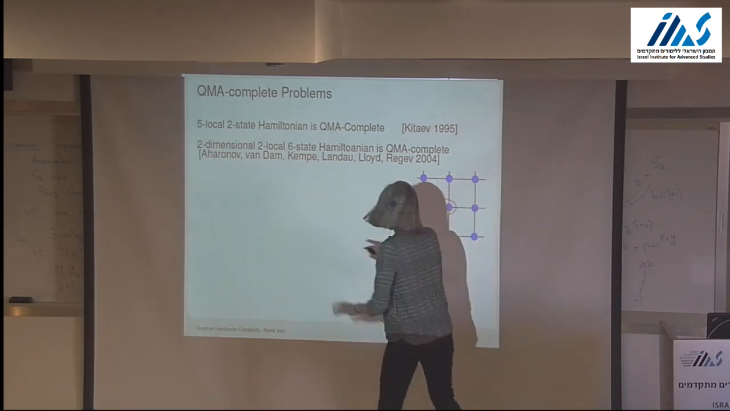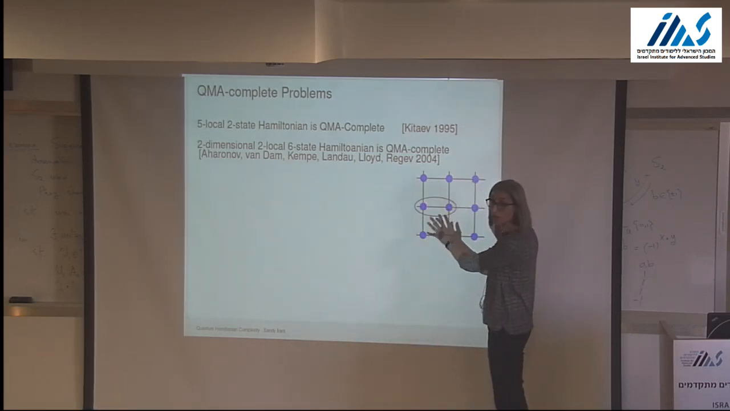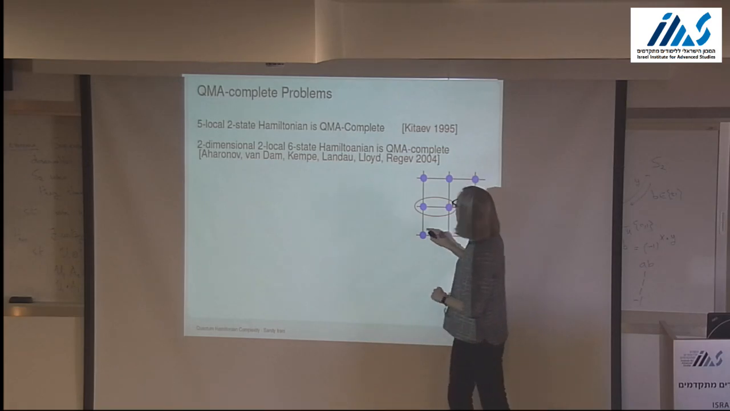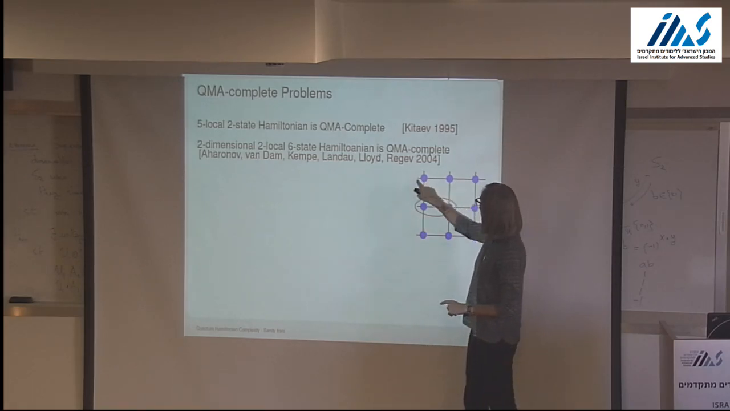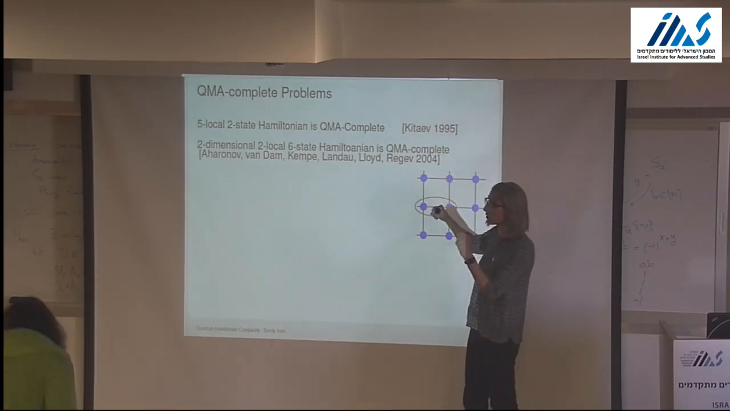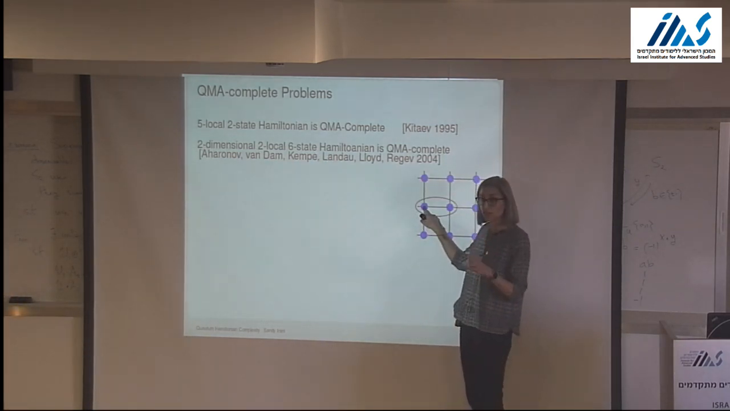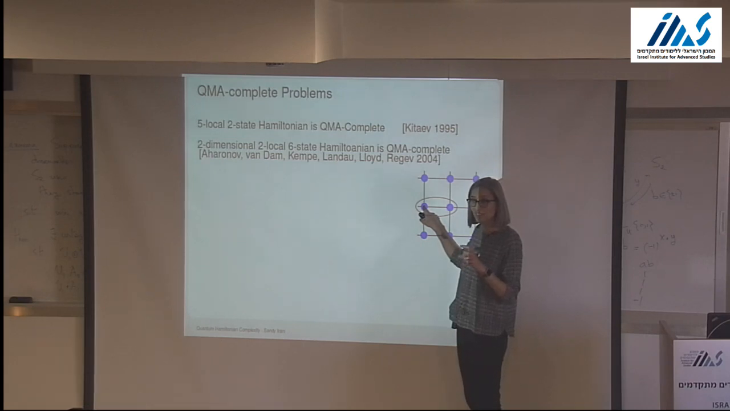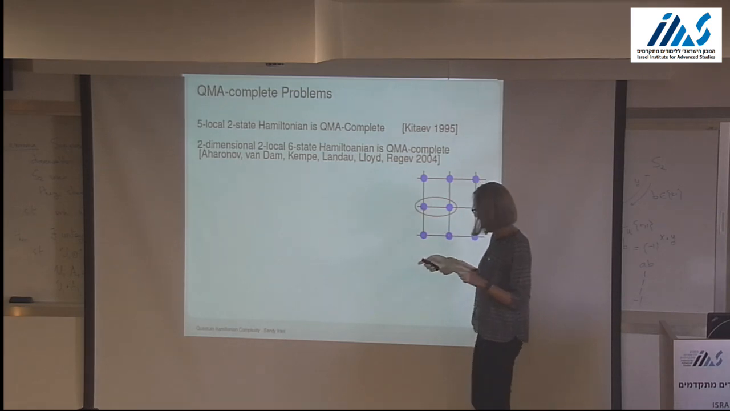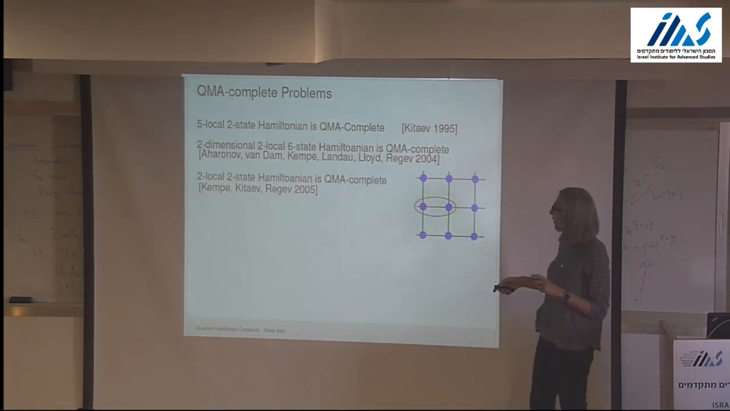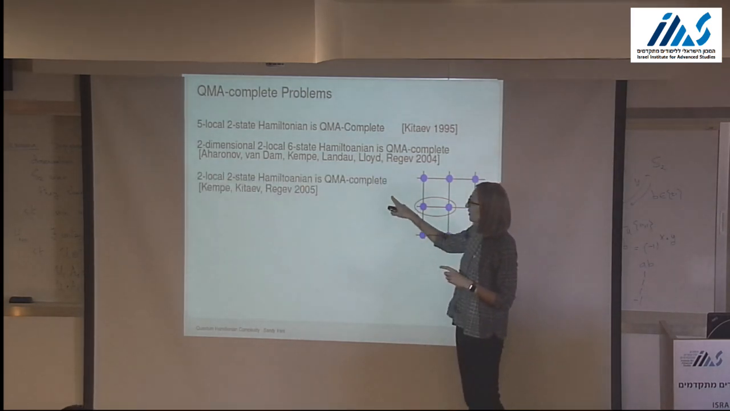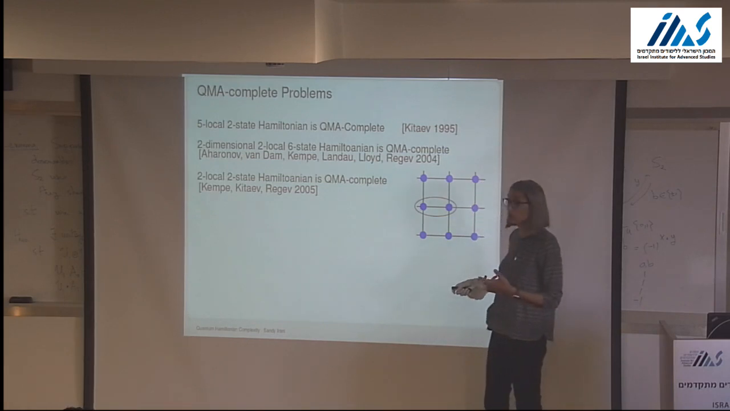Okay, so 2-dimensional means that it's in a grid. I can draw it on this board. 2-local means that the terms are on neighboring pairs of qubits only. 6-state means that each one of these blue dots is a 6-dimensional particle. Not a qubit, but a... Hexit? Yeah. Okay.